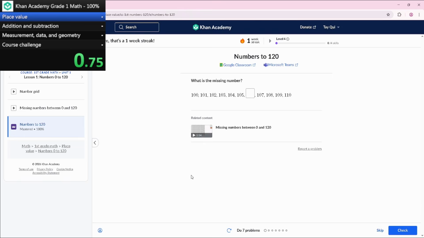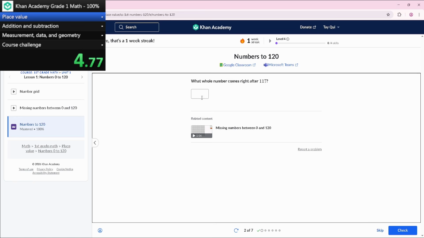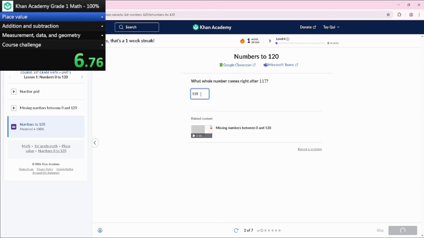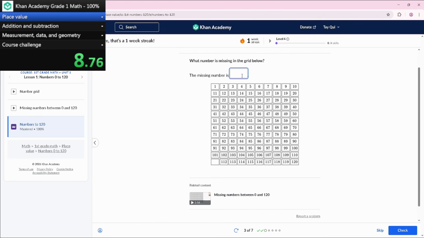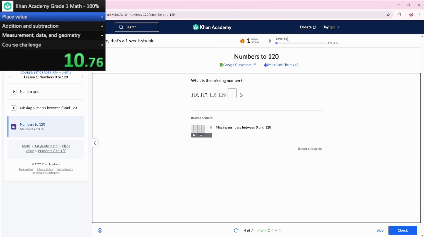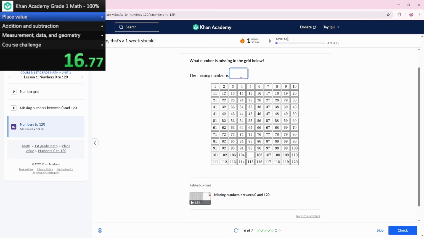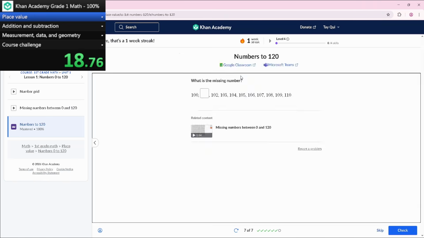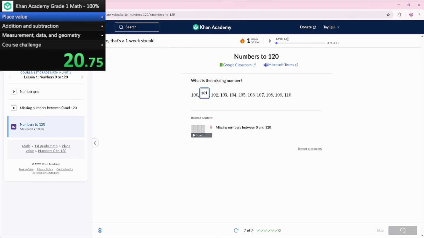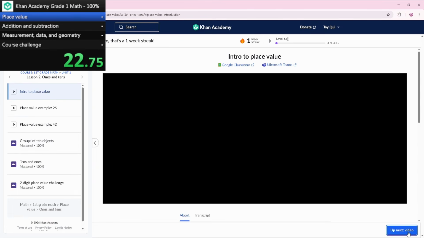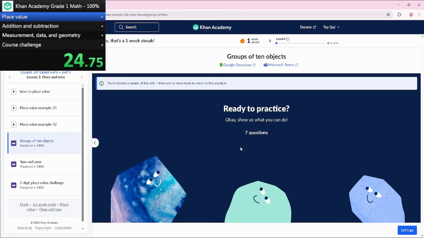Now the speedrun starts off with Unit 1, Place Value, where the first lesson is numbers to 120, which teaches about, well, numbers up to 120, and tests our knowledge on whether we understand the order of numbers. This topic was easy enough, it just asked about missing numbers in a sequence and what comes before or after a certain number.